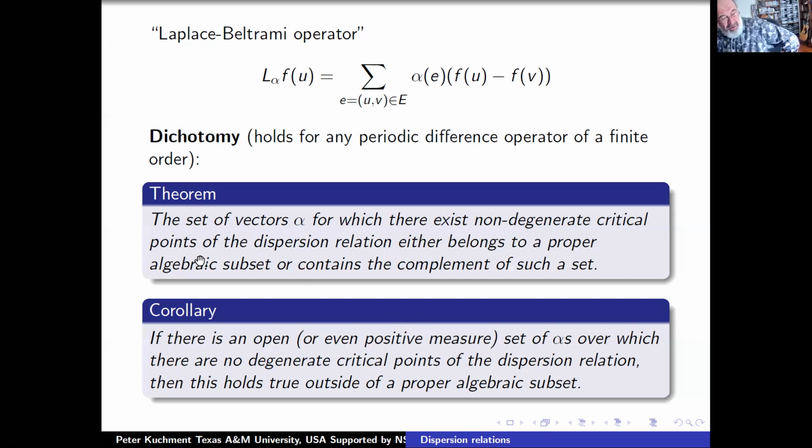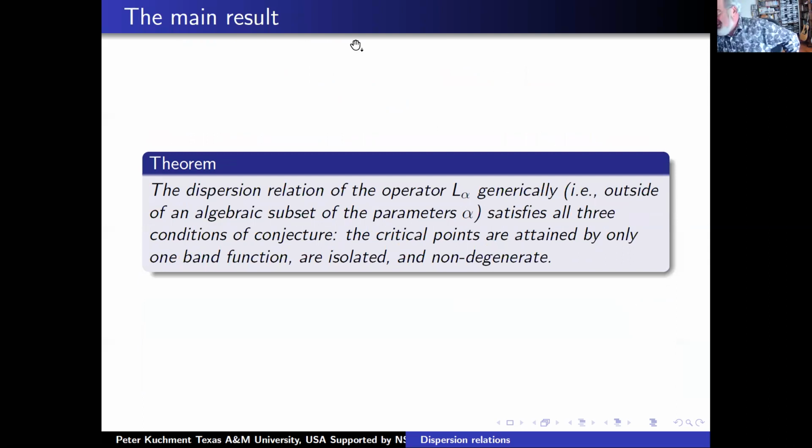Since according to the dichotomy, you see, if alpha is restricted to an algebraic subset, it cannot have open parts. So if I found a small open set where everything is good, then it is the whole space of alphas except maybe a thin algebraic subset. That's it. It's not hard to find a point where things are good, hard to conclude that in the neighborhood they are also good. This is algebraic geometry. So for these operators that I introduced, our theorem is that the result is good. For all alphas, all weights, except a thin algebraic subset, there are no degenerate critical points.